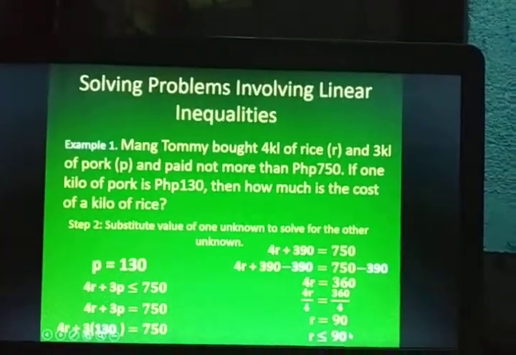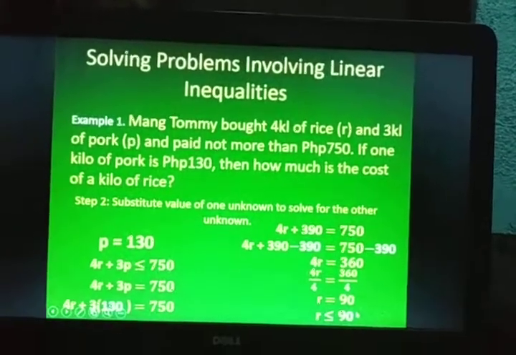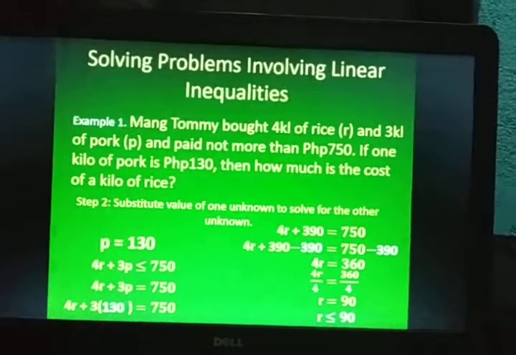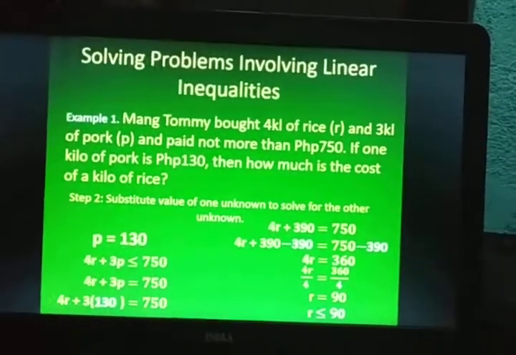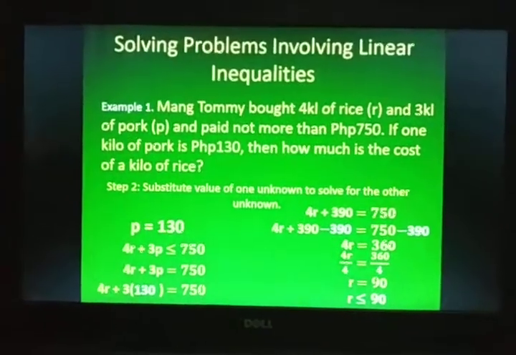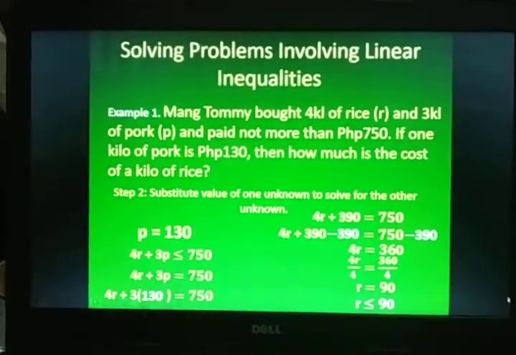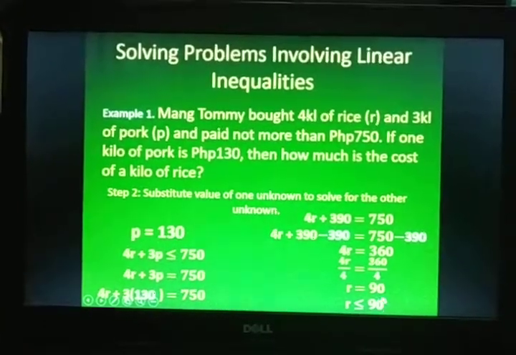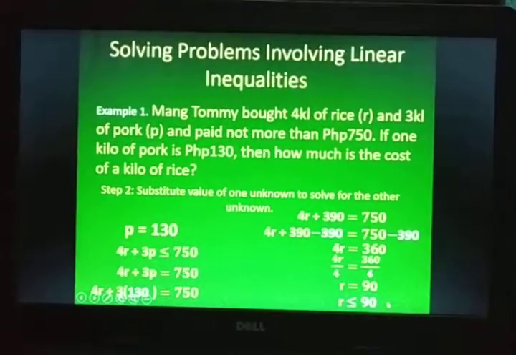It can still go lower. So, from 90 it can go lower. Our rice can be 90, 89, 88, 87, or maybe 88.50, 87.50, it can even be a decimal. Okay? So, our rice is less than or equal to 90.